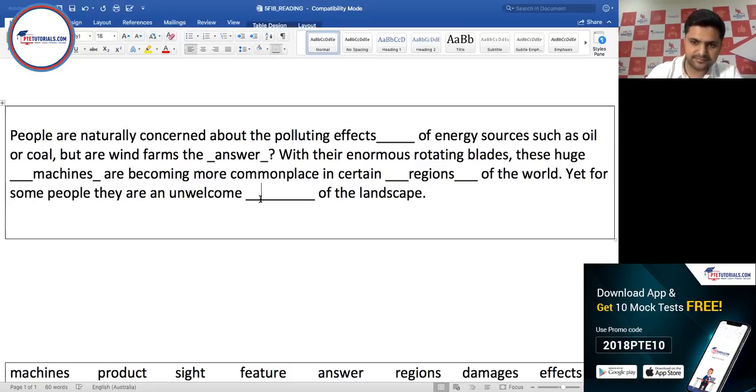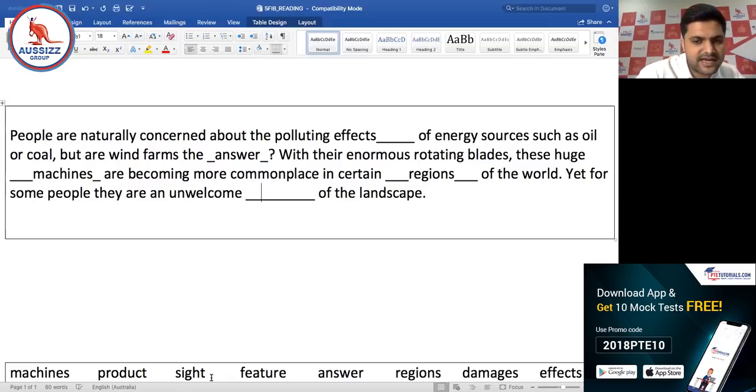Now for this blank: for some people they are an unwelcome blank of the landscape. Now, unwelcome product of the landscape, unwelcome sight of the landscape, unwelcome feature of the landscape, unwelcome regions, damages, effects. All right, there are two words you could possibly get confused between, and that is an unwelcome sight and an unwelcome feature of the landscape.